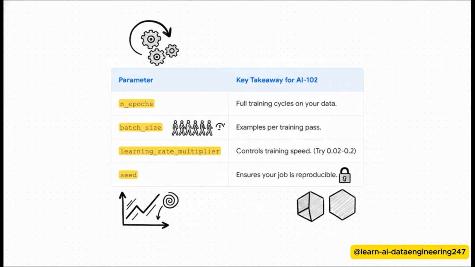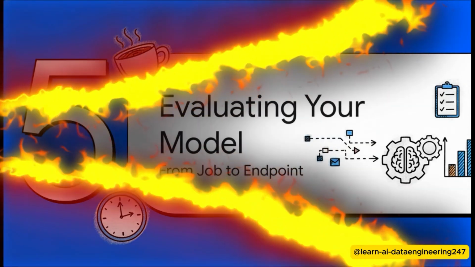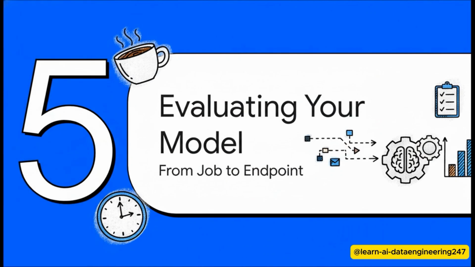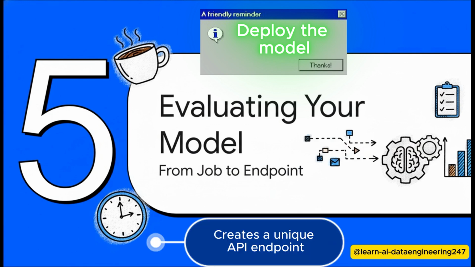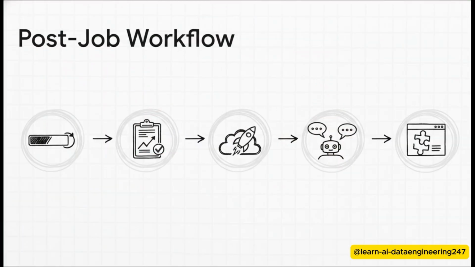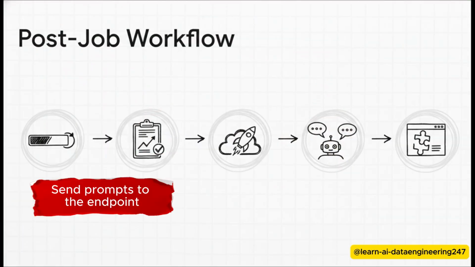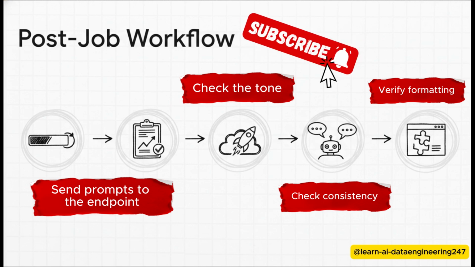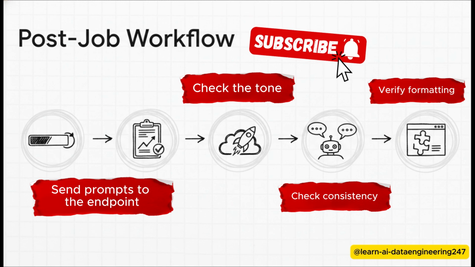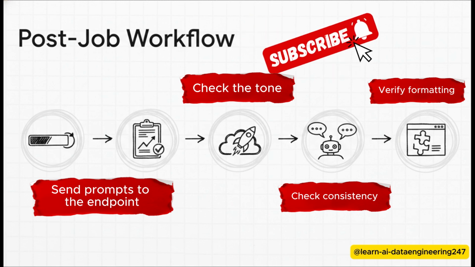Once everything looks good, you submit the job and wait for training to complete. After training finishes, you deploy the model. Deployment creates a unique API endpoint specifically for your fine tuned model. Now comes the real test. Send prompts to the endpoint, check the tone, check consistency, verify formatting. Does it behave the way you trained it to? If yes, congratulations. You now have a customized AI model ready to integrate into your application.